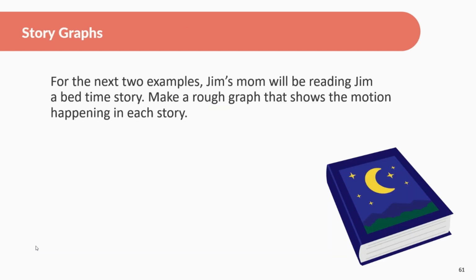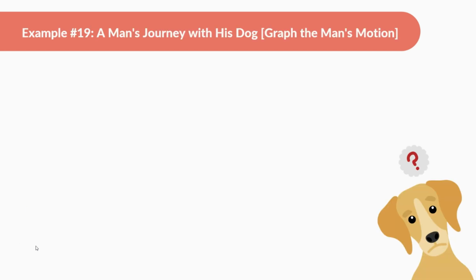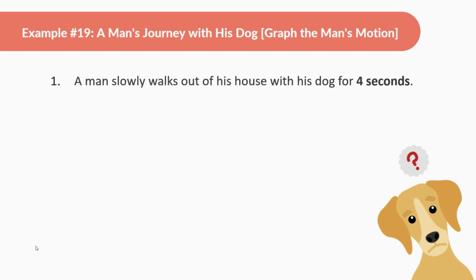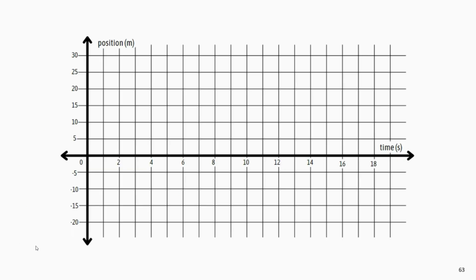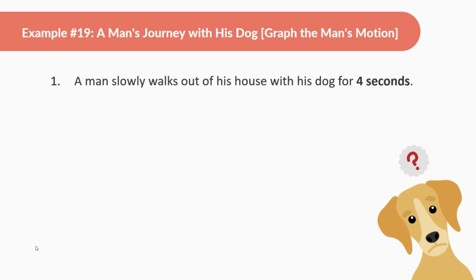All right, for the next 2 examples, Jim's mom will be reading Jim a bedtime story. Make a rough graph that shows the motion happening in each story. Okay, part 1. A man slowly walks. So we're kind of drawing a graph here. So try to draw this on your graph. I'm going to be explaining how it looks like step by step, but we're going to be drawing a graph here. And this is just a kind of a vague graph. So it doesn't have to be exact in any reason. It should just look a certain way.